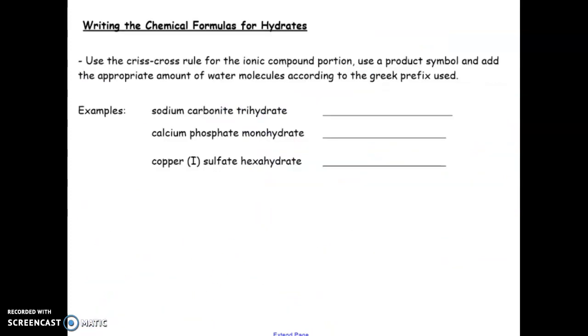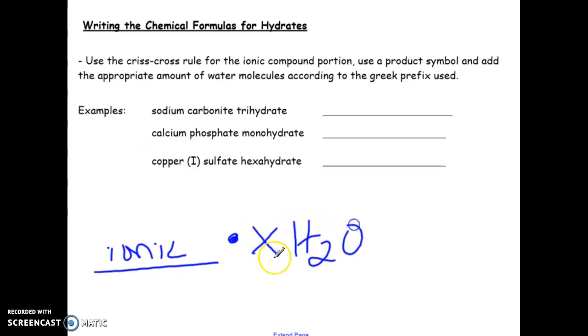Now, when you are doing the chemical formulas, you still use the crisscross rule for the ionic compound part. Then you put a dot. It's not multiplication, but really that's what we use to separate. And like I said, you put the number of water that you have here. So you're still going to use the crisscross rule for the ionic portion.